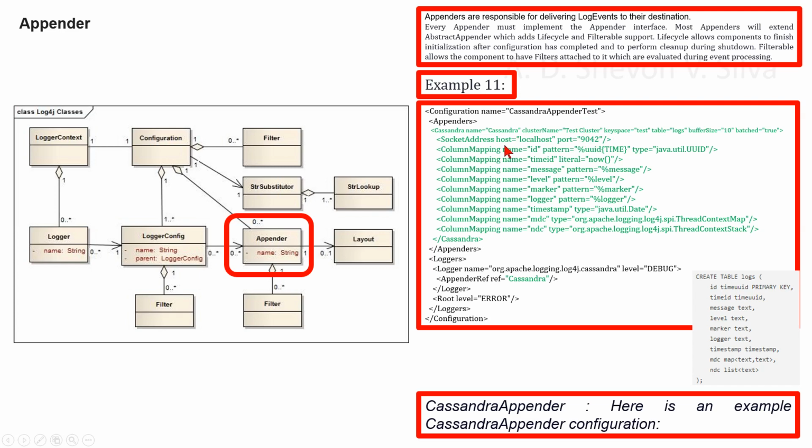Here's an example of Cassandra configuration. This example configuration uses the following schema.